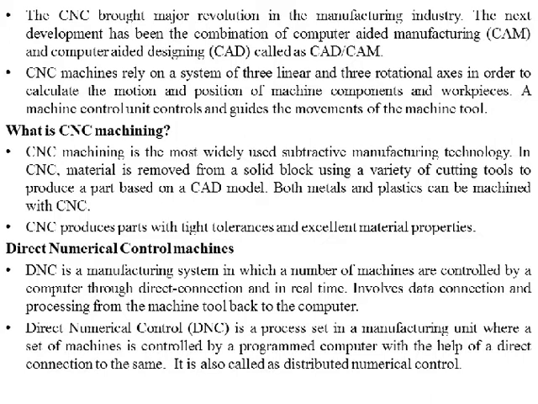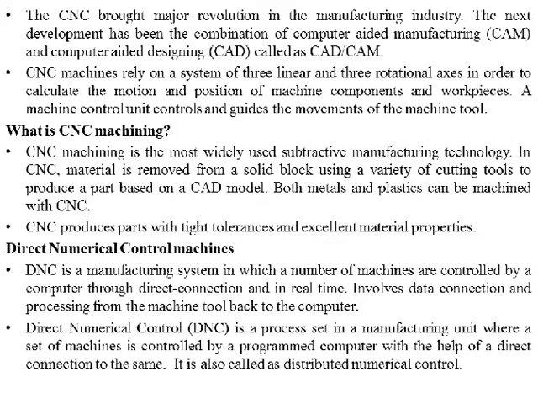CNC machining is capable of producing parts both from metals as well as plastics. Then what is the major advantage of CNC machining? CNC machining can produce parts with tight tolerances and excellent material properties. That is, parts produced by CNC machining technology will have closer tolerances and excellent material properties.